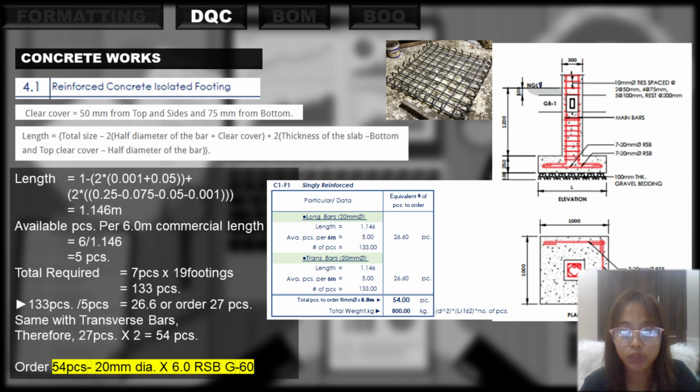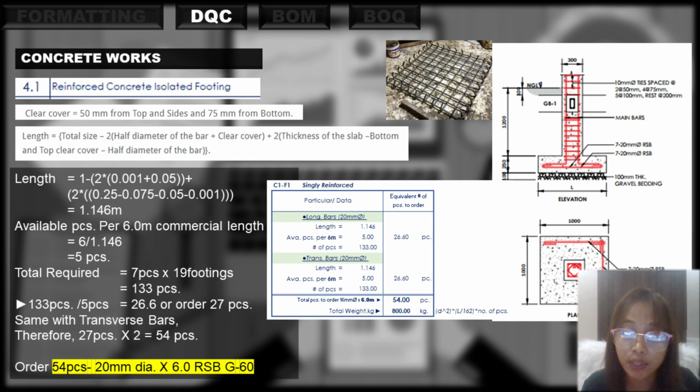Computation of rebar footings. As shown from the plan, we have 7 pieces of 20 mm diameter RSB both ways. Note that the RSB have a steel strength of 415 MPa or say G60. The minimum clear cover of the structure exposed to earth is 75 mm from bottom and 50 mm for both sides and the top. Computing the length of one footing cut bar is equal to 1 minus the total of 2 times half diameter of RSB, which is now 10 mm.